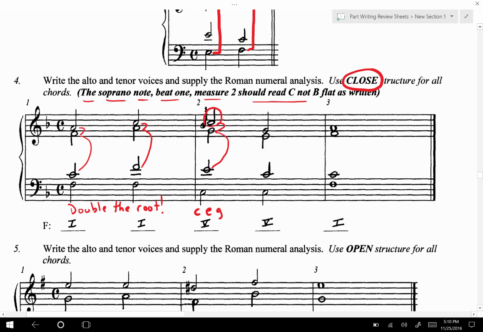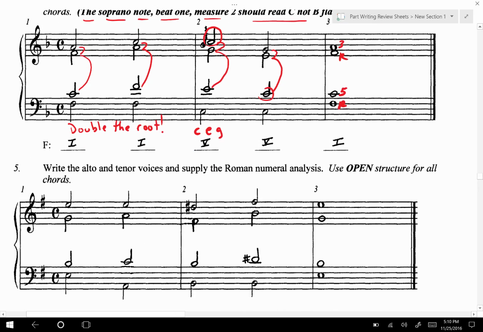Bring it down to the nearest chord tone. Done. Here, also closed structure. The C is doubled by the tenor here. And the last chord, we have the root. The root's doubled, the third, and the fifth. And if you look at each voice part, they're really moving very nicely. It's smooth singing to the vocalist, and that's the whole idea here.